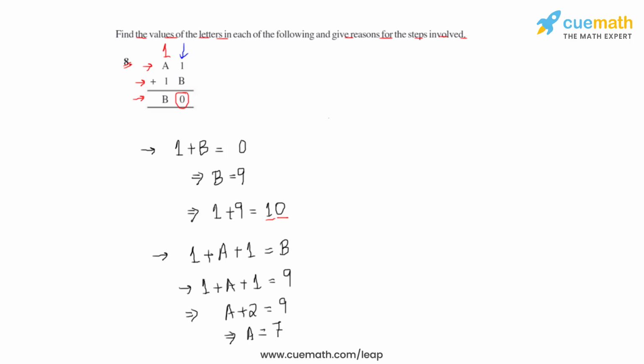Now if we see the sum again, in this particular sum the blue digits represent the values of A and B that we have got based on our observation. So the value of A is 7, the value of B is 9. So this is how we are going to get the two values of the two letters present in this puzzle, and this is how we are going to answer the 8th question of this exercise.